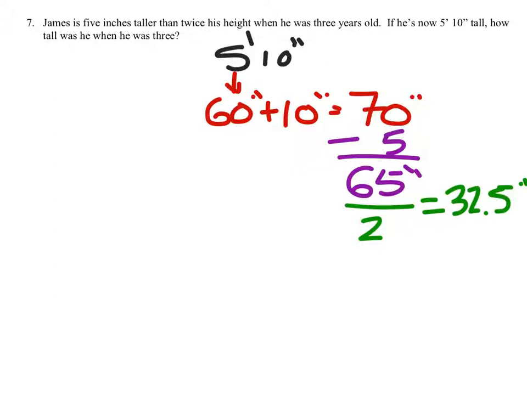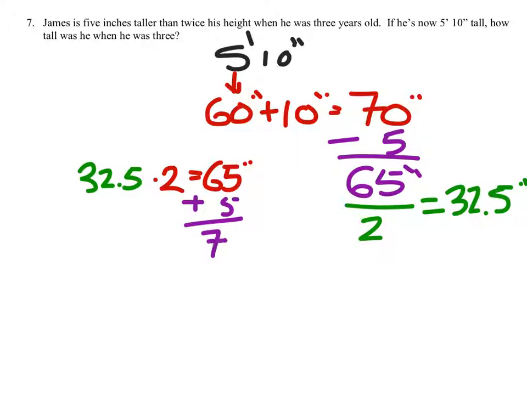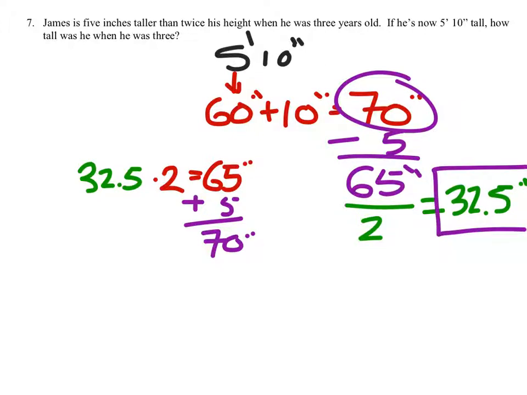Now, we should check this by doing what it said: 5 inches taller than twice the height. So if we take that 32.5, and this is just checking, right, we're going to double that. Multiply this by 2, which gives us 65 inches. But then it said it was 5 inches taller than that, so we'll add the 5 right here. And behold, 70 inches, which is what we had right here. So this checks off: 32.5 inches is how tall James was at 3 years old.